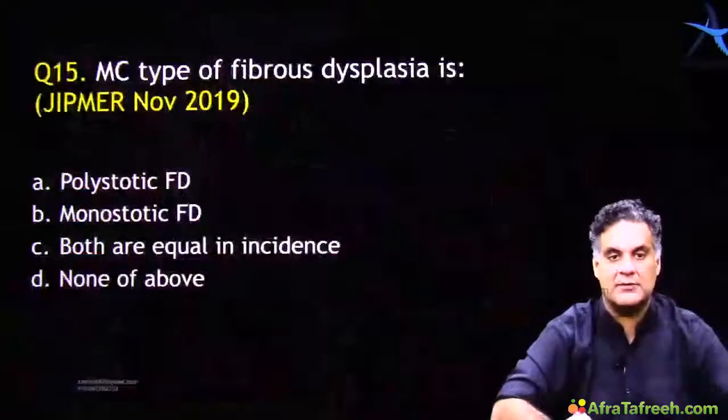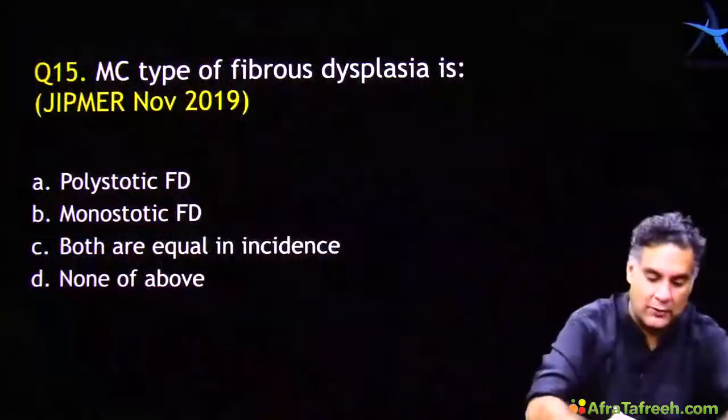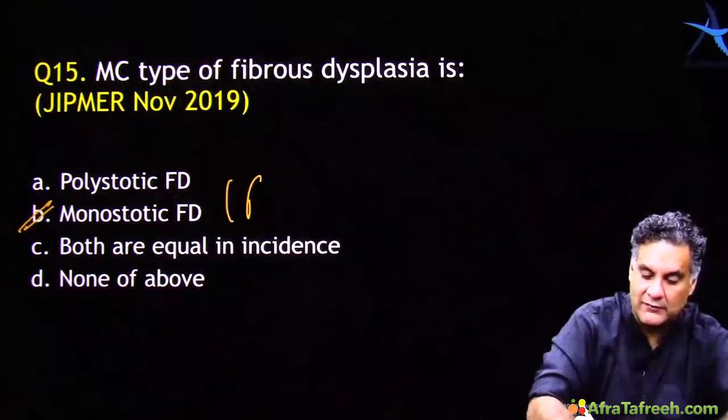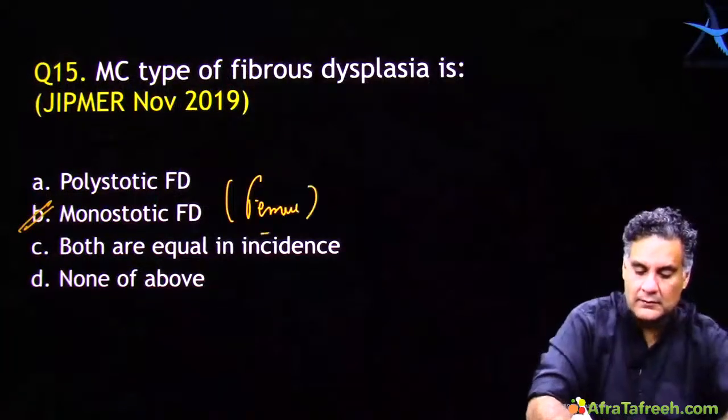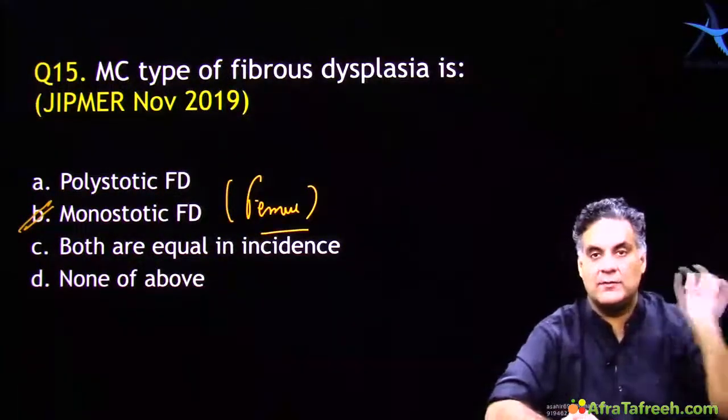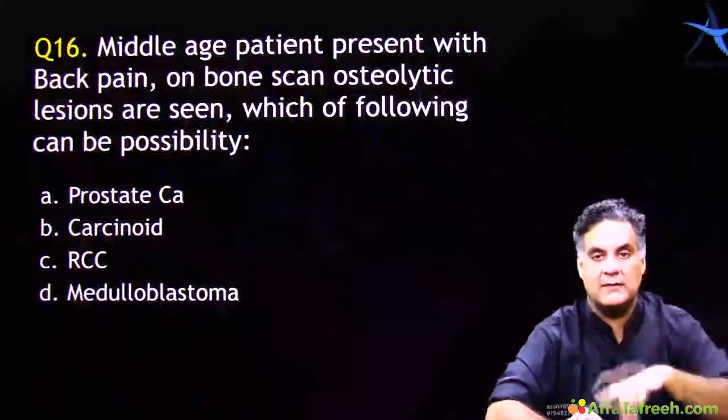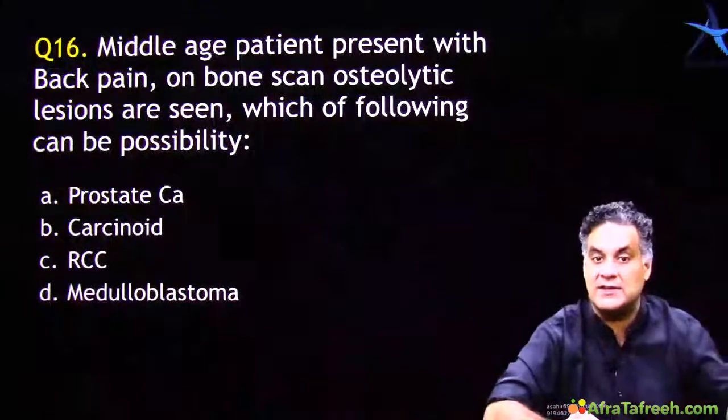And then comes the next question. Most common type of fibrous dysplasia is monostotic fibrous dysplasia involving the femur. So polyostotic was McCune-Albright syndrome. The single involvement is monostotic. Middle-aged patient presents with a lytic lesion with back pain.